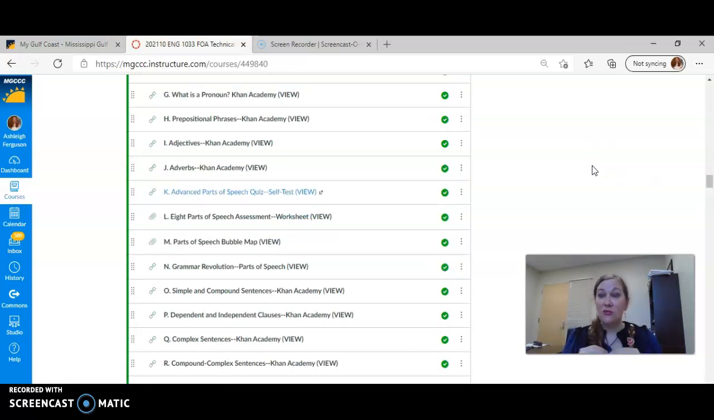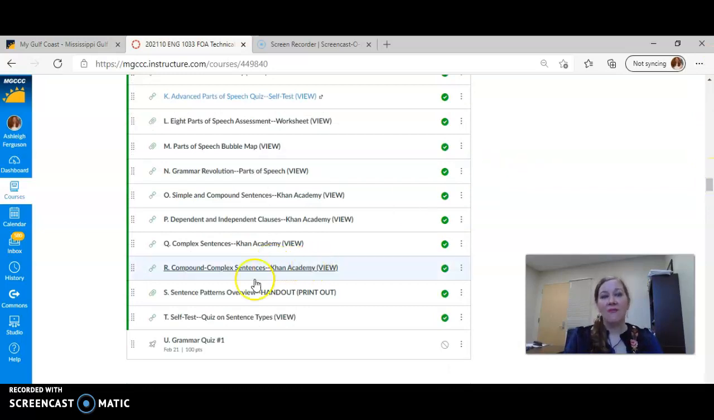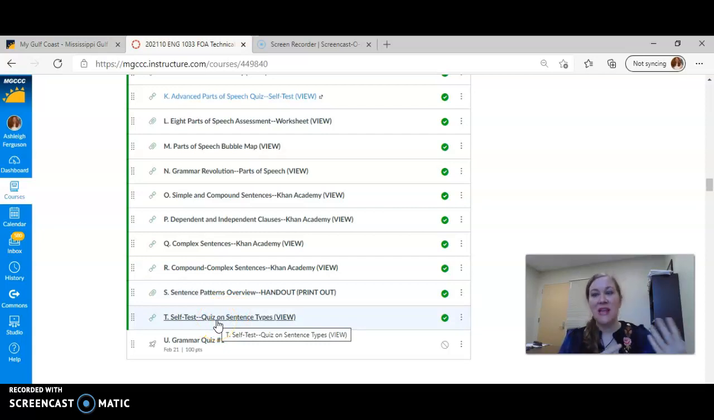I would encourage you to do some self-tests before you actually take Grammar Quiz 1. You're going to notice one's a worksheet. If you have trouble picking out these parts of speech in this worksheet, which you can just look at, or print out and do if you want, you need to review the information. Also, some of these are online quizzes like letter K, which deals with parts of speech, but you also have one that deals with sentence types. It's letter T.